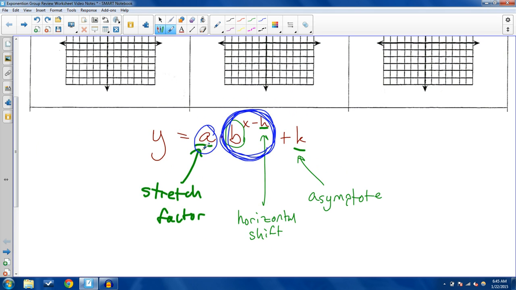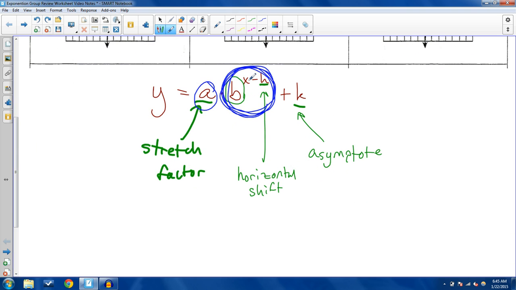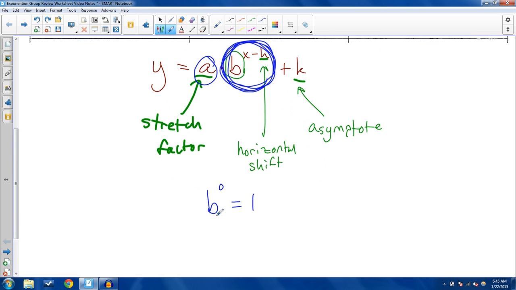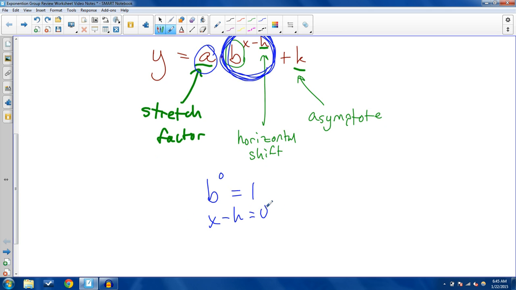means you're just going to be A units above or below your asymptote. So I'll give an example. Let's say I made this 1. In order to make this 1, I need to make this b to the 0 power, because b to the 0 power is 1. In order to make this b to the 0 power, I need to make x minus h become 0. In order to make x minus h become 0, I need to find the x value that corresponds with my h value.